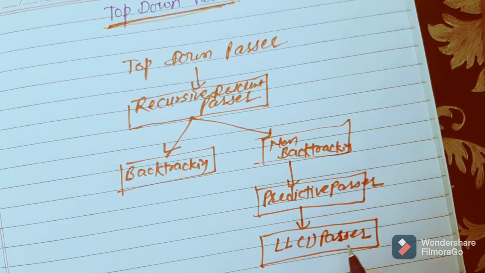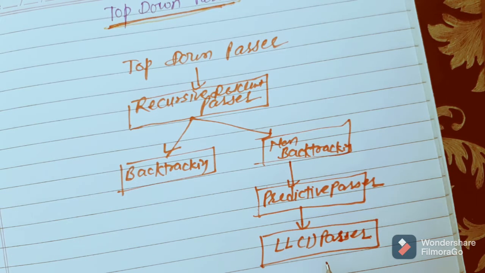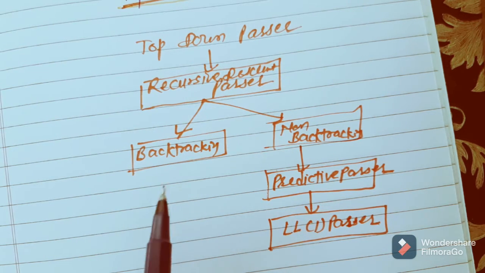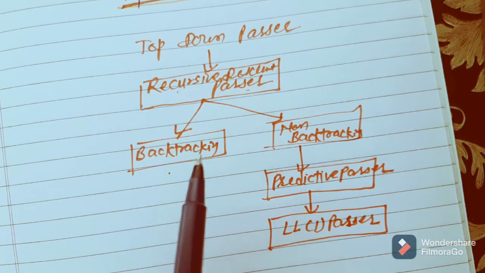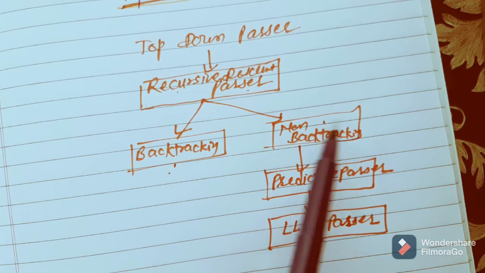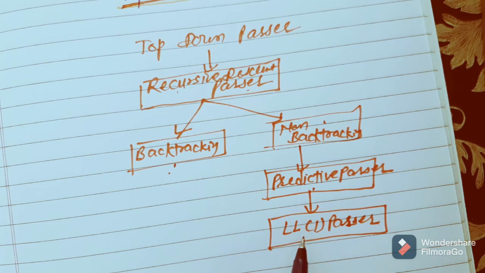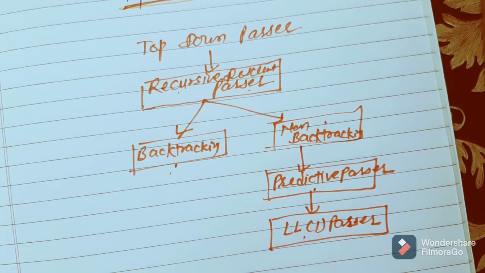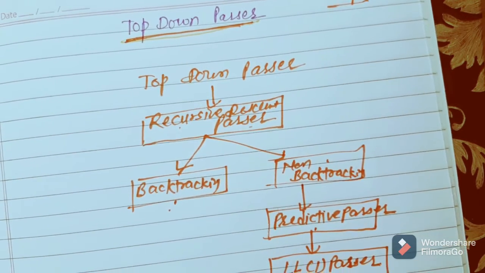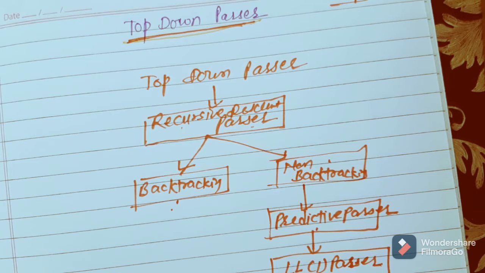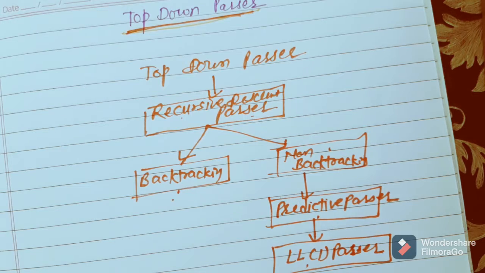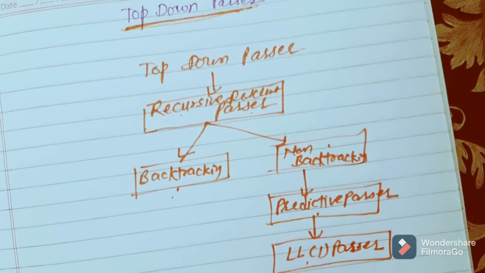LL1 is the grammar which works from left to right. So this is all about the top-down parser: backtracking, recursive descent parser, non-backtracking, predictive parser, LL1 parser. And first I will discuss how the parse tree is built during top-down parsing, or how the overall top-down parser works.